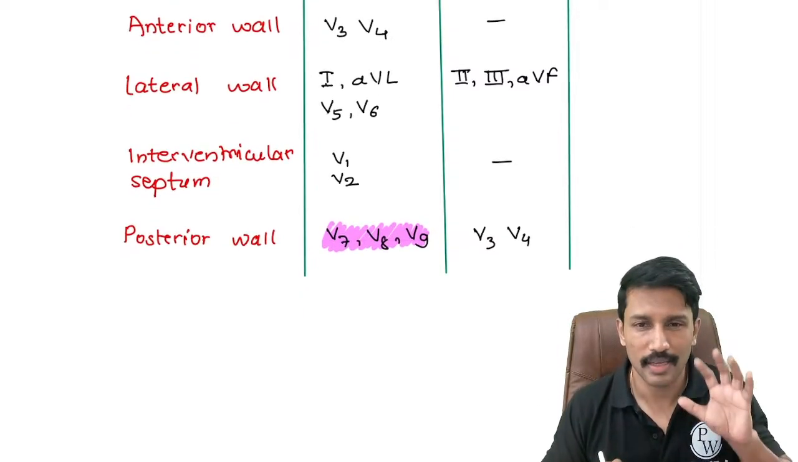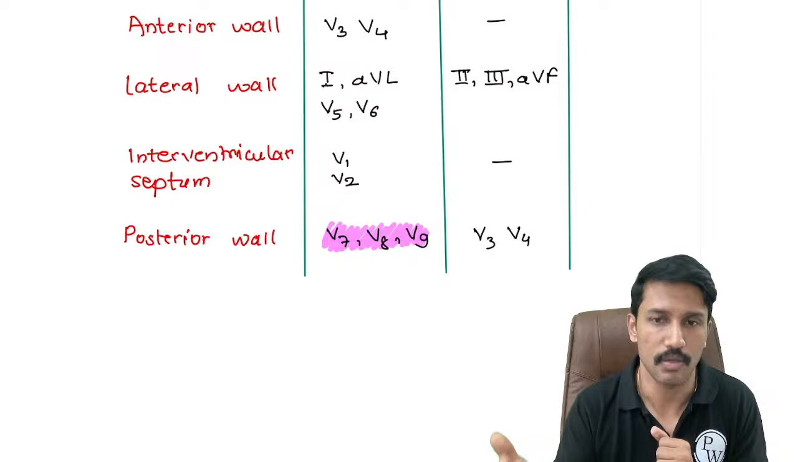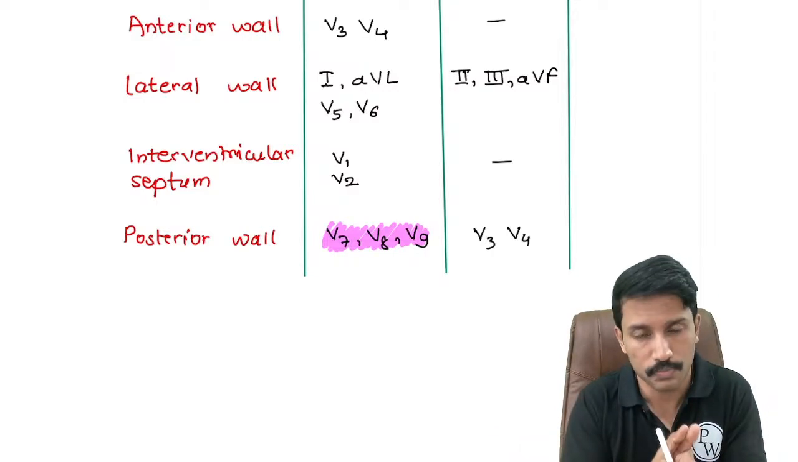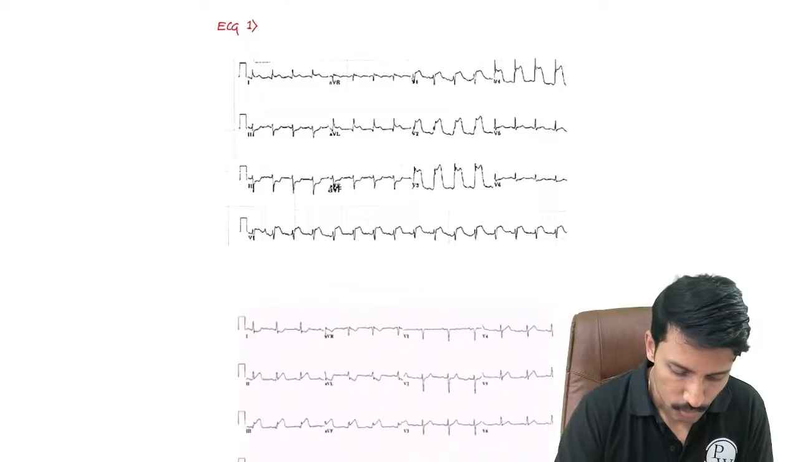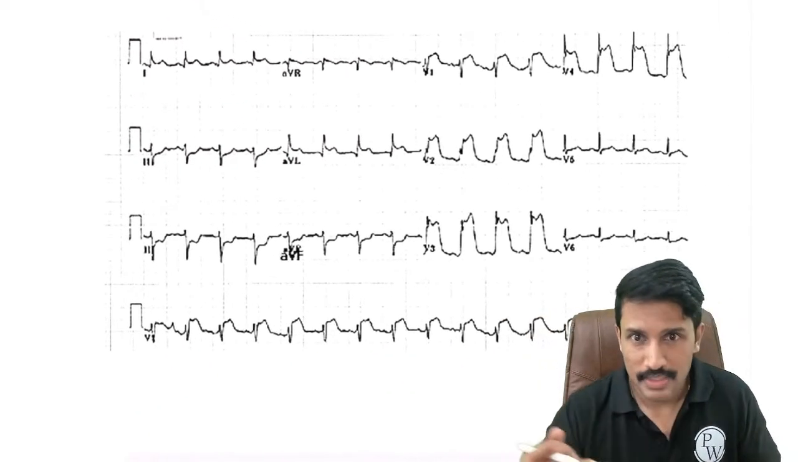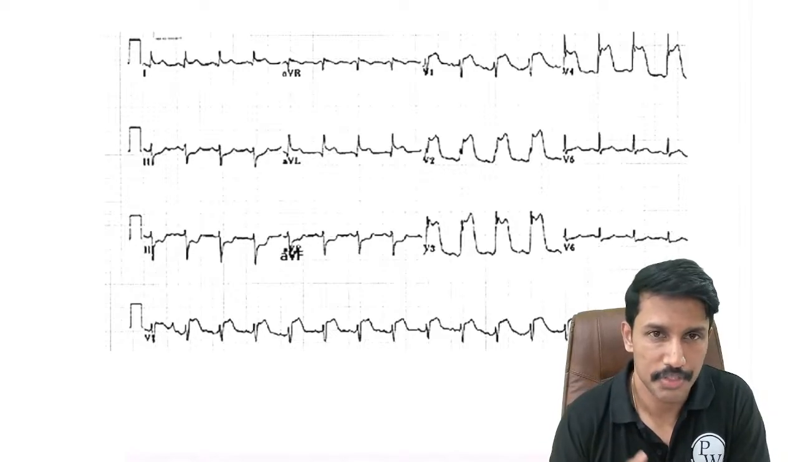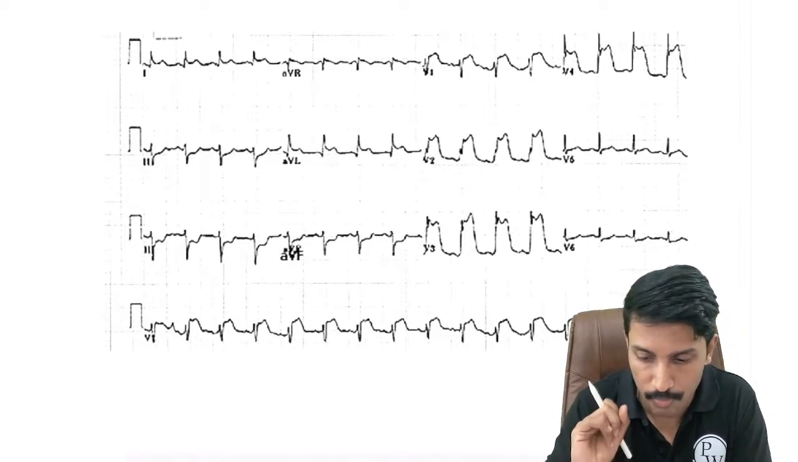So now what we will do is, having understood this, we will go through some ECGs and see if we can identify the STEMI, whether it is STEMI, and if so, which wall is being affected. Okay. So let us look at ECG 1. I'll take you through the leads. You should tell me whether there is ST elevation in that lead or not, and whether that ST elevation is typical or not.